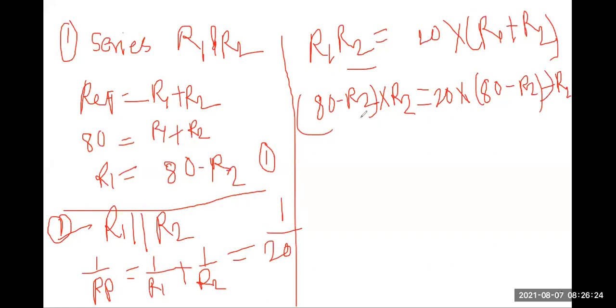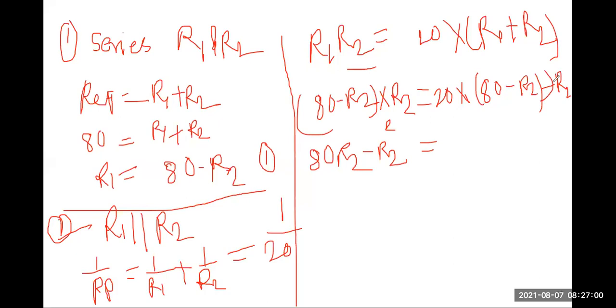So when we do this multiplication, what will we get? This is 80 multiplied by this R2, what will we get? 80 R2. This is our mathematical part. 80 R2, then minus R2 into R2, we get R2 square. Then 20 into this. Here the addition is there first, so what we have to do now is multiply this: 20 into 80 minus R2 plus R2.